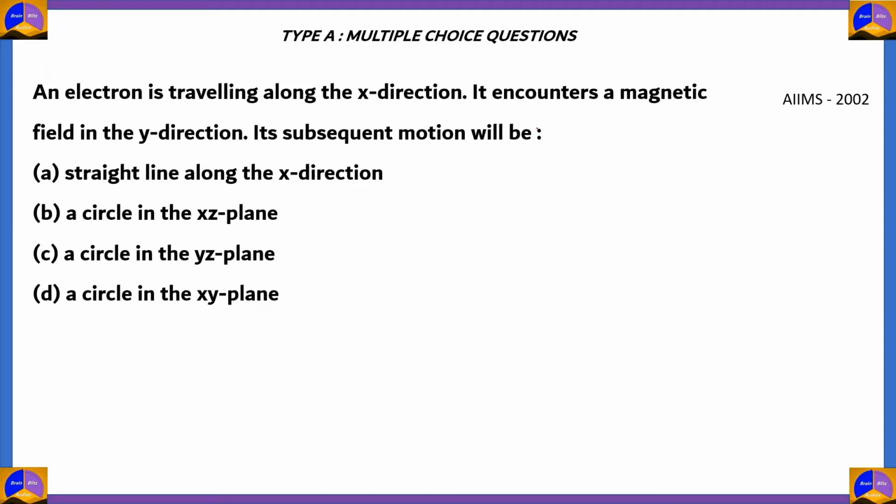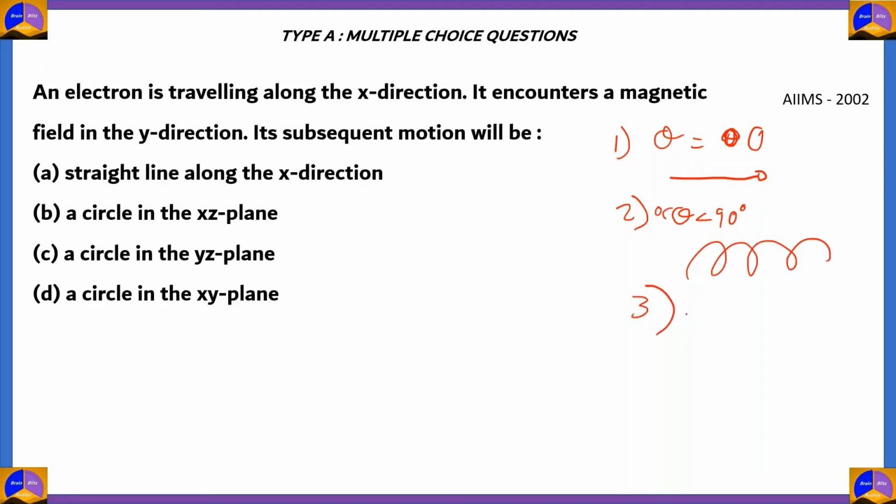So when a charged particle is undergoing motion through a magnetic field, then one of three cases happen. One, when theta is equal to 0, the particle passes in a straight line. When theta is greater than 0 degrees but less than 90 degrees, then it follows a helical path. And when theta is equal to 90 degrees with respect to the magnetic field, then it goes in a circular path.